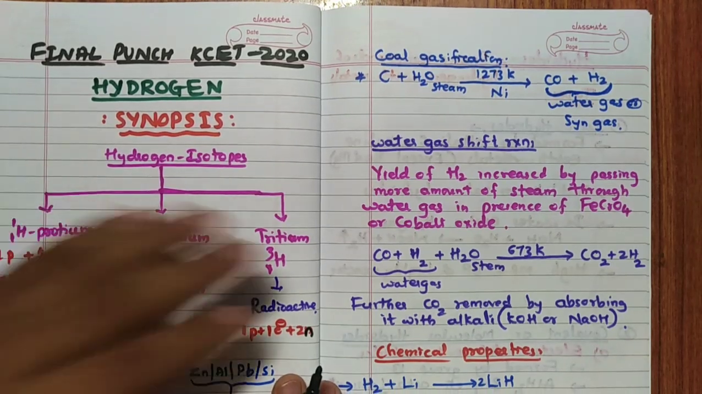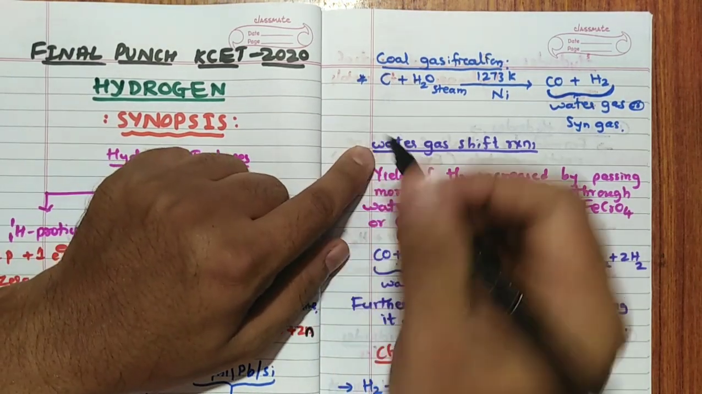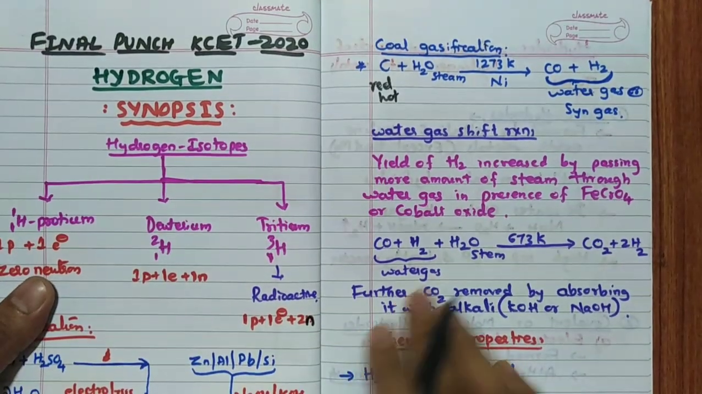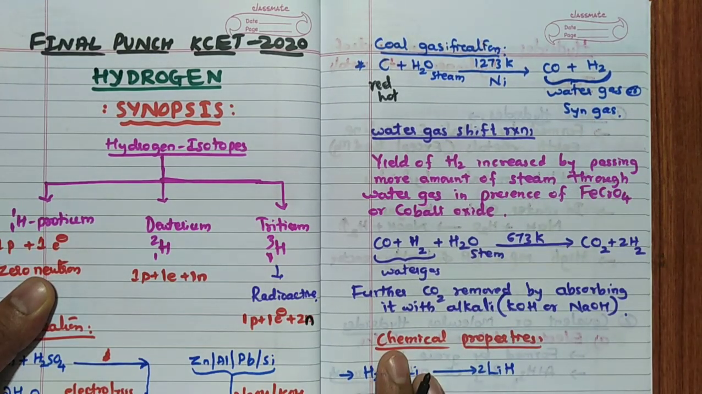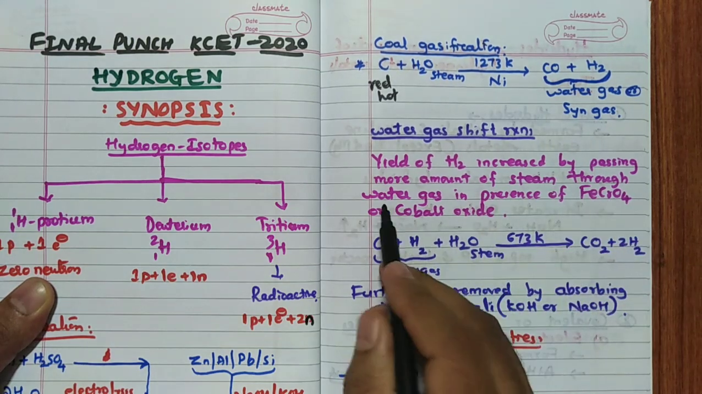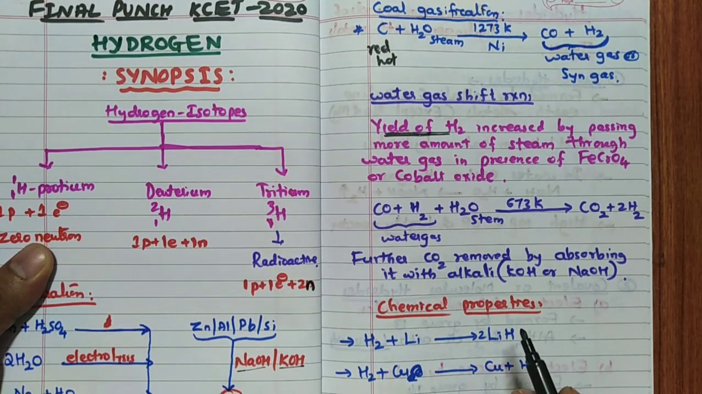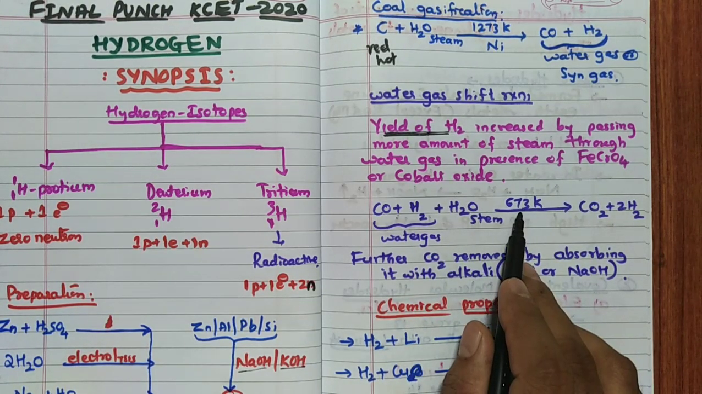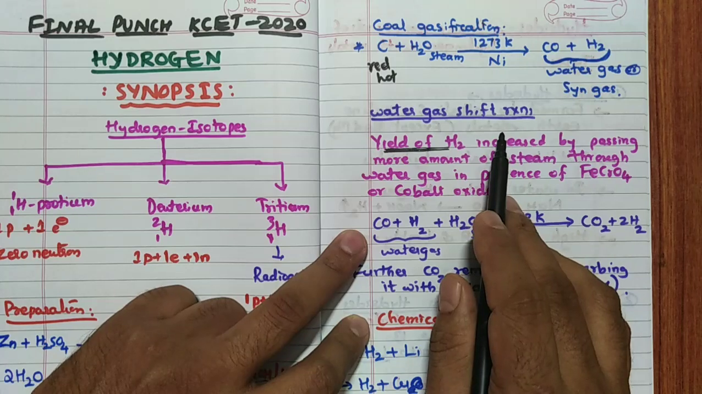A very important preparation is coal gasification. Remember, carbon, red hot carbon, when it reacts with steam forms water gas, a CO plus H2 mixture. From this water gas we can increase the yield of hydrogen, by passing it with more steam in the presence of iron chromate or cobalt oxide as a catalyst at 673 Kelvin. Remember this, we call it coal gasification. This we call the water gas shift reaction.